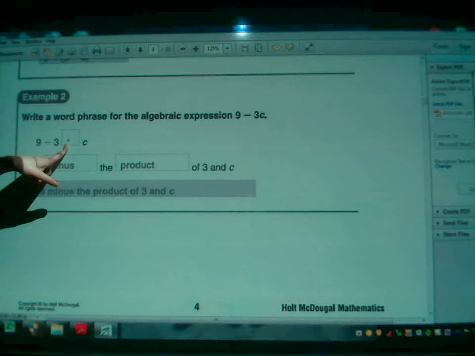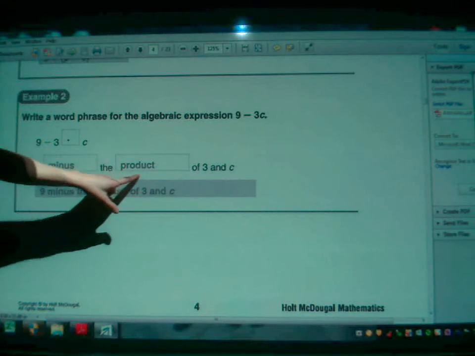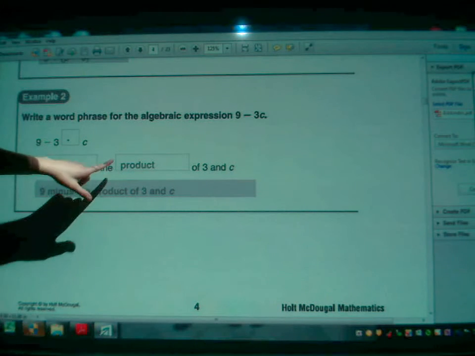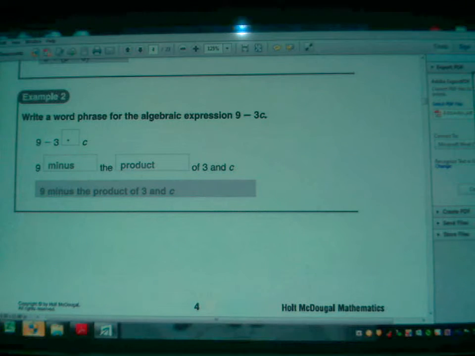Well, what's a way to say multiply? Well, the way to say multiply is product, so they wrote the product. All right, and what are we multiplying together? 3 and c there, and indeed it is 3 times c. So 9 minus the product of 3 and c is how that translates out into words. And that's indeed the answer they've written here, 9 minus the product of 3 and c.